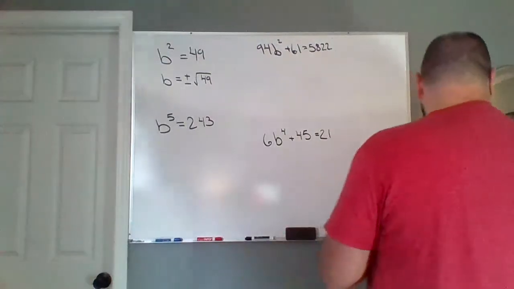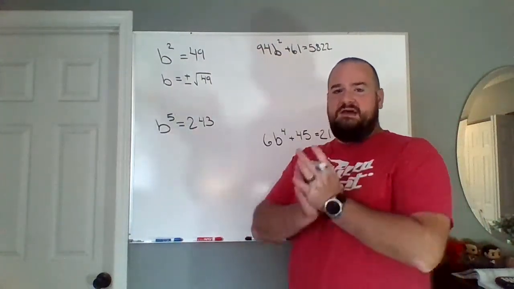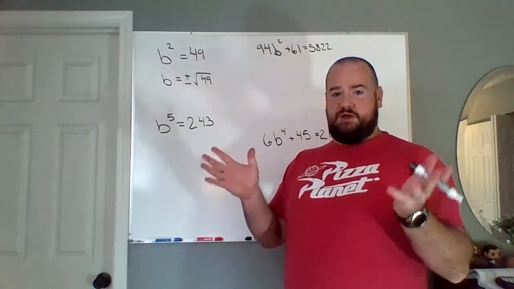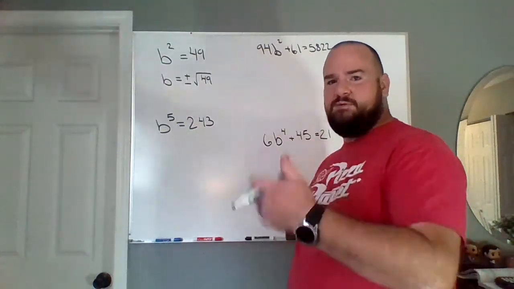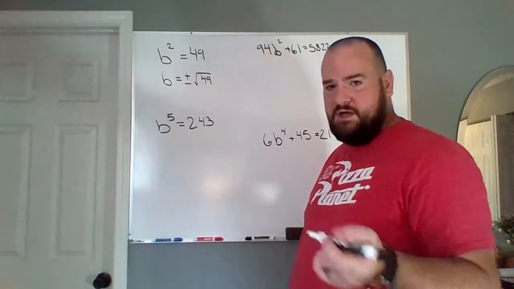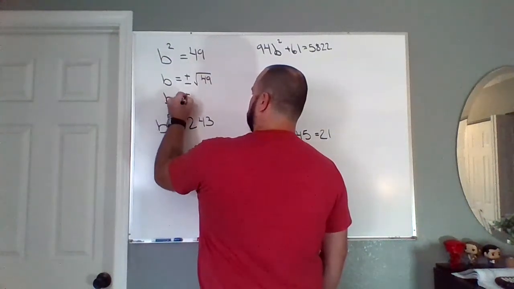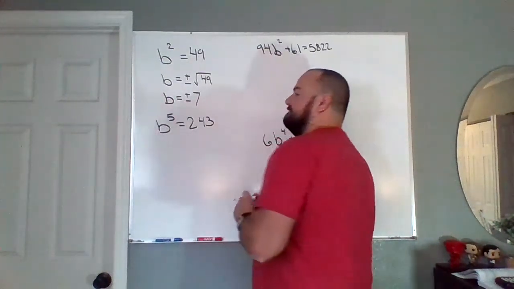Now, that very well could and maybe should be something that you know off the top of your head. 7 squared is 49. Knowing at least 1 through 10 squared and what those are is a pretty good idea. It's a pretty good way to help get yourself started with this. If you don't, though, don't worry. You do have your calculator. I'm not going to take it away from you. So that means that b is equal to plus or minus 7.